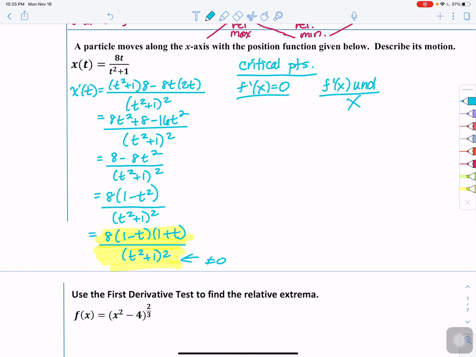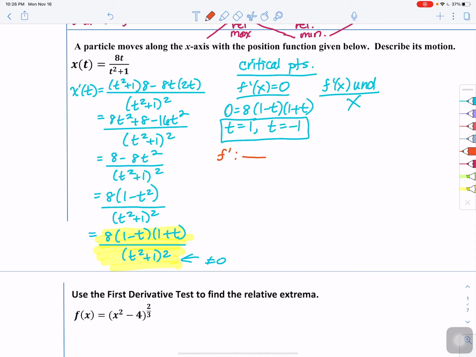So let's go ahead and set this numerator equal to 0: 8, 1 minus t, 1 plus t. I told you this would come in really handy, and it did. And here are our critical points. Okay? So this is what I would like to see you do. I would like to see you go straight into a sign chart for x prime of t. Go ahead and make your chart. Put your critical points on there. And now we're going to use test values. And I have this all ready to go.